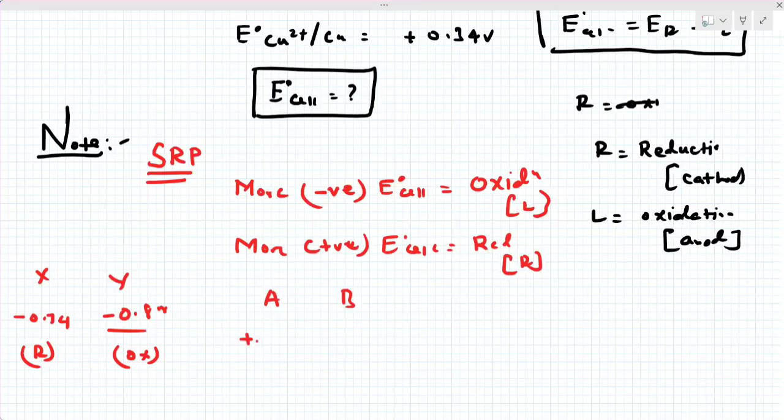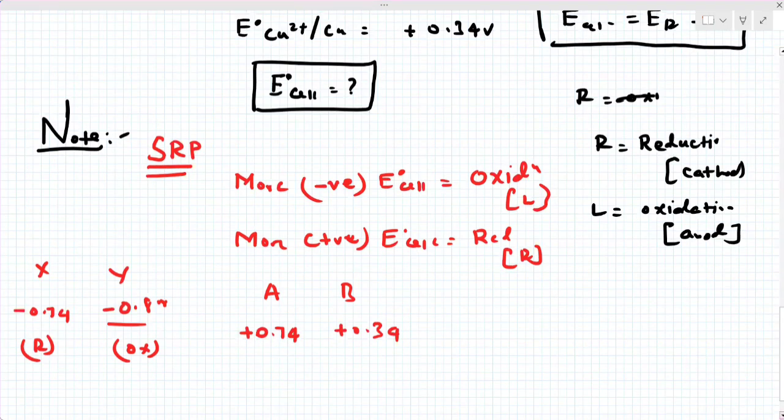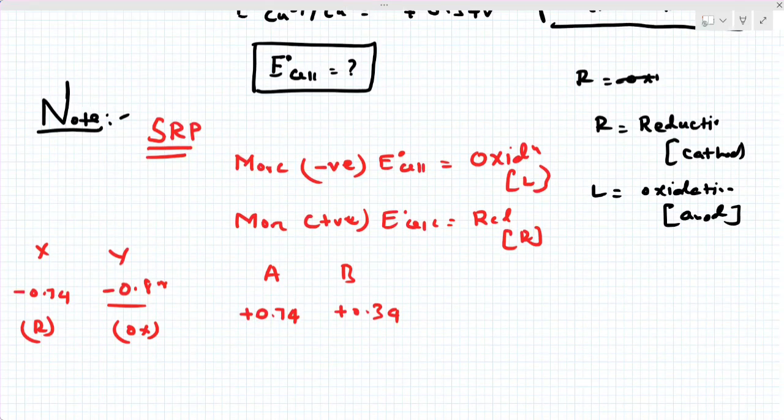Suppose this is A and B: plus 0.74 and plus 0.34. Suppose in the exam they give two positive values. Listen, the less positive value undergoes oxidation, or the more positive undergoes reduction. This is a simple trick.